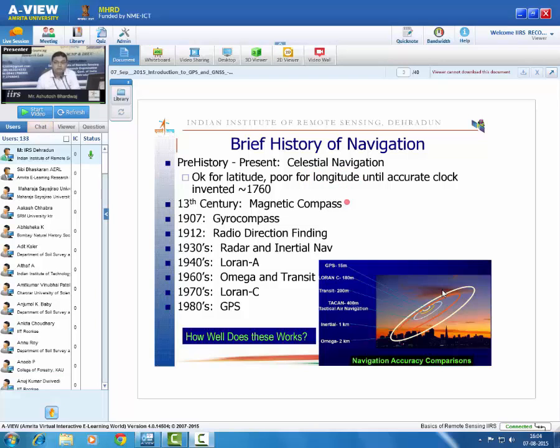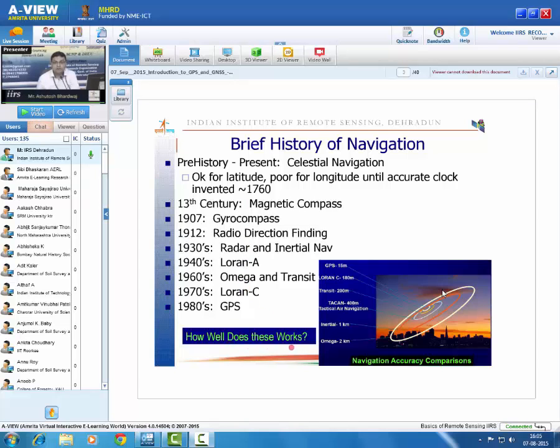Then over time, various instrumentation developed, like the magnetic compass, gyro compass, radio direction finding, radar and inertial navigation system, Loran A, and then Loran C later on, and in between Omega and the Transit, which is also a satellite based system, also developed. And in the 1980s and 90s, GPS came. In all this instrumentation, only Transit and GPS are satellite based systems, and all other systems are ground based systems which have the condition of clear line of sight.